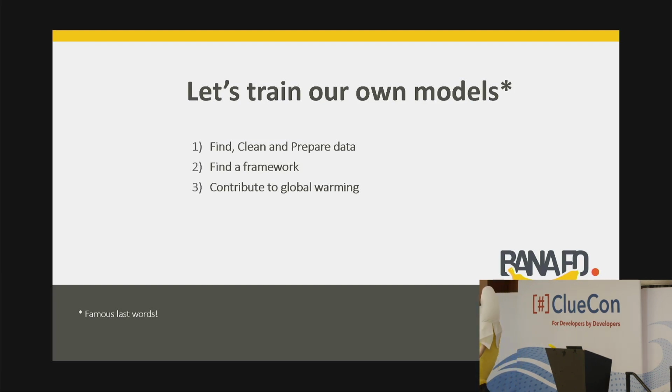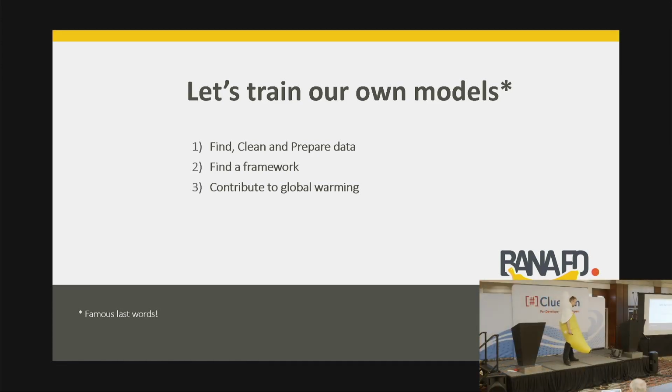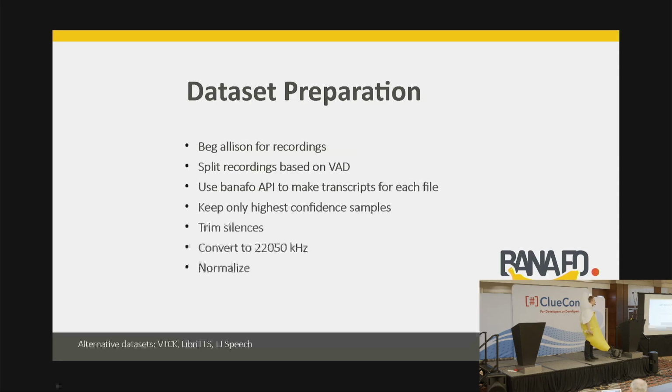To train a model, the first thing you need is the data. This is what we asked Allison permission for, to also give her some additional samples. And then you need to find a framework, and then, well, you need to use a lot of electricity. So to start, Allison gave us some very long files that we cut in smaller pieces with voice activity detection. So where we find silence, we cut it, and like this we use it, and we gave it to Banafo to make the transcripts for it.